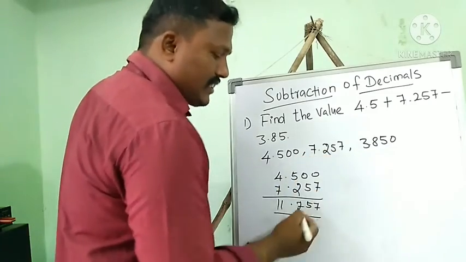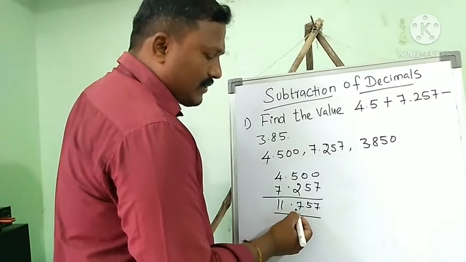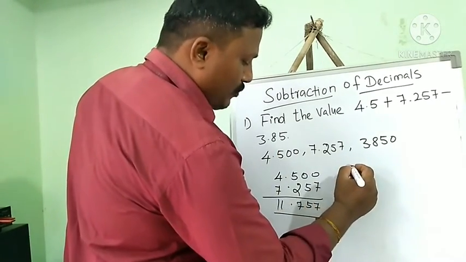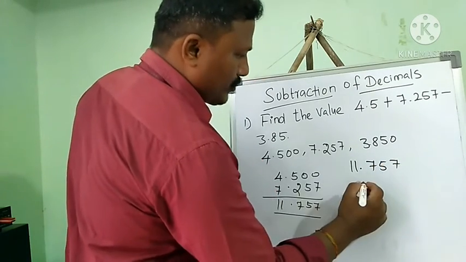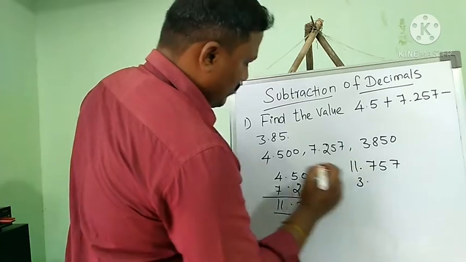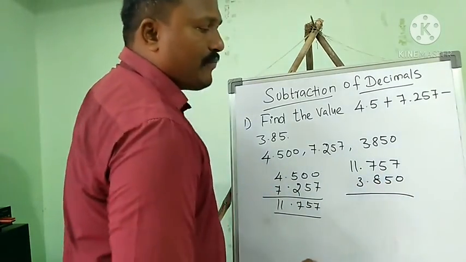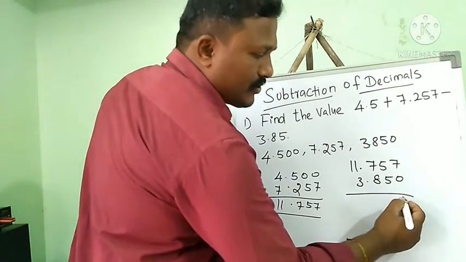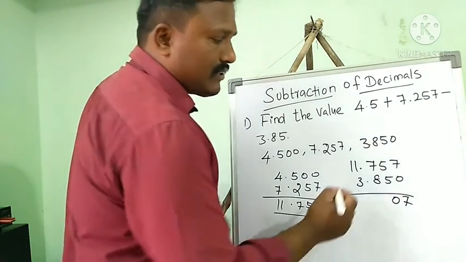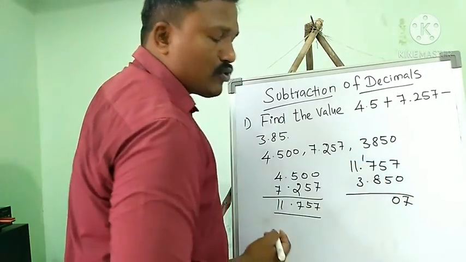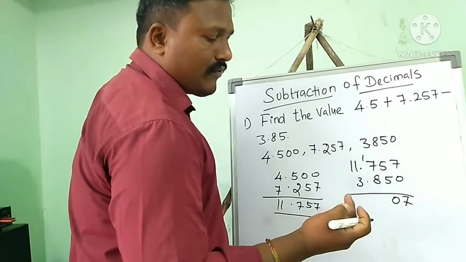Now after we get this total sum, we have to subtract from this. So subtract this one. So what I will do, I will write 11.757. So 3.850. So I have to subtract. So 7 minus 0, 7. 5 minus 5, 0. 7 minus 8 we can't subtract. So I will borrow 1 here. So 17. So 17 minus 8, 9, 10, 11, 12, 13, 14, 15, 16, 17.